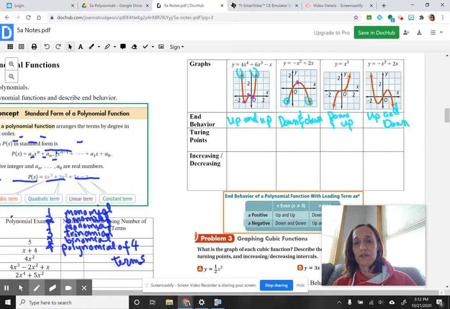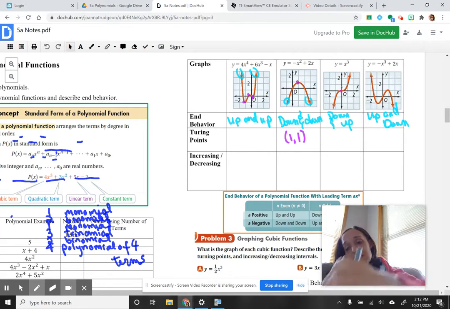This one, the turning point is right here. So there's one turning point, and that turning point is (1, 1). This one has no turning points. It never turns around. There is this thing we call a point of inflection, but there is no turning point. So this is just going to be none. And then this one, there's a turning point here, which I can't quite tell what that is, or here.